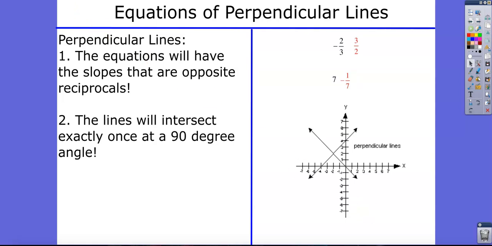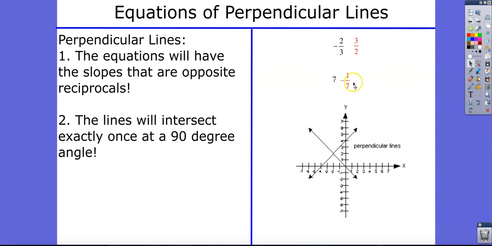Okay, so perpendicular lines refers to two different equations, okay? And the equations will always have slopes that are opposite reciprocals. Opposite means that one is going to be positive and the other slope will be negative. And reciprocals means that it's going to be the fraction flipped over. So I have two examples here on the right side. If one line had a slope of -2/3, then the perpendicular line would have a slope of +3/2. I change the sign and I flip the fraction.